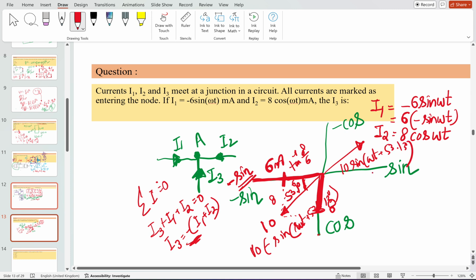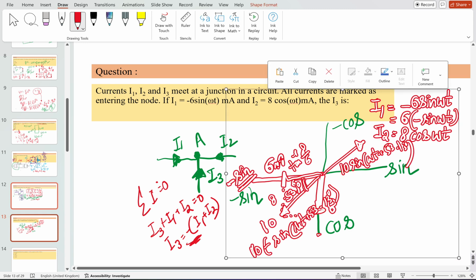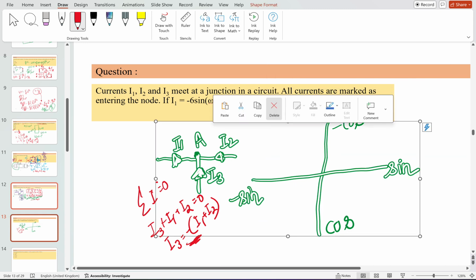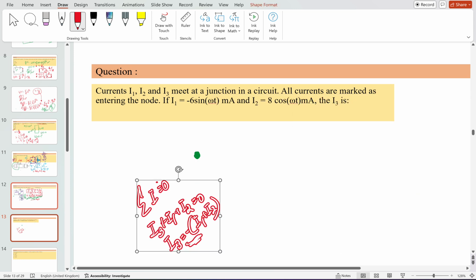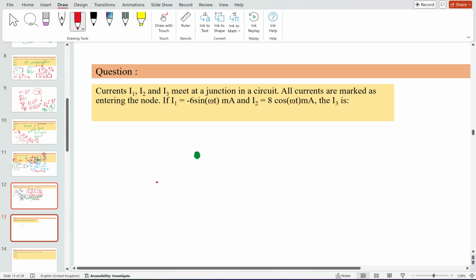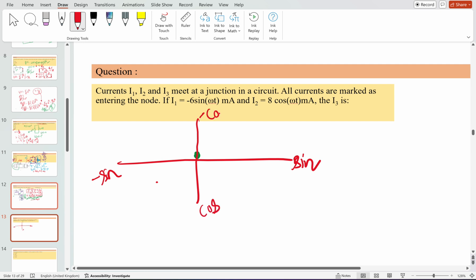Let me explain it again. Let me solve this again so it will be easy for you. What I am saying is, draw coordinates like this. This is sine, remember this. This is minus sine, this is cos, and this is minus cos. So I1 is minus 6 sine omega t. It means that it will lie in this line.